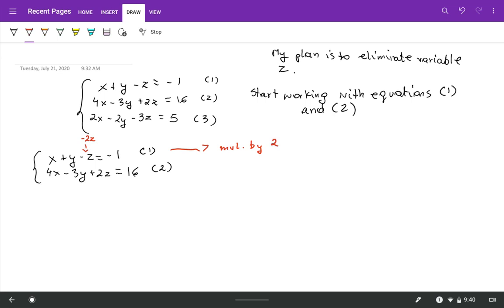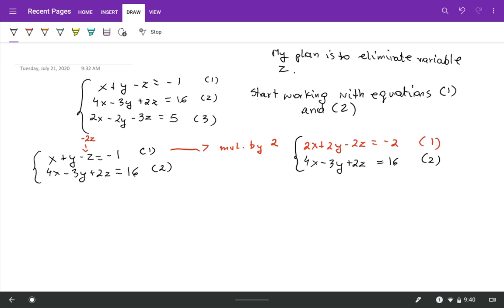Everything will be multiplied by 2. So that will become 2x plus 2y minus 2z equals -2. And this is our equivalent equation 1. The second equation, just copy without changes. So we'll have 4x minus 3y plus 2z equals 16. And this is equation 2.